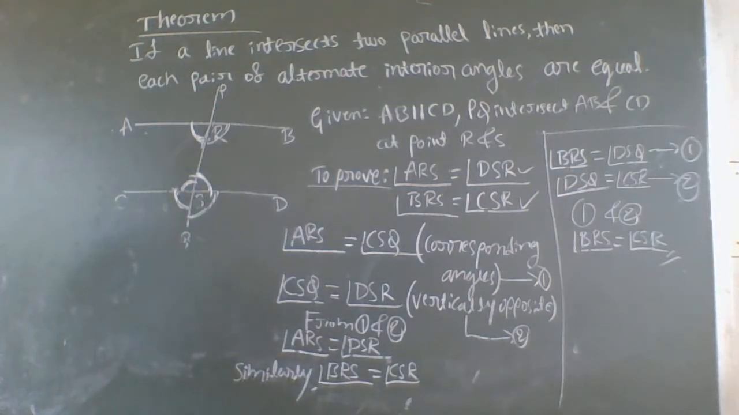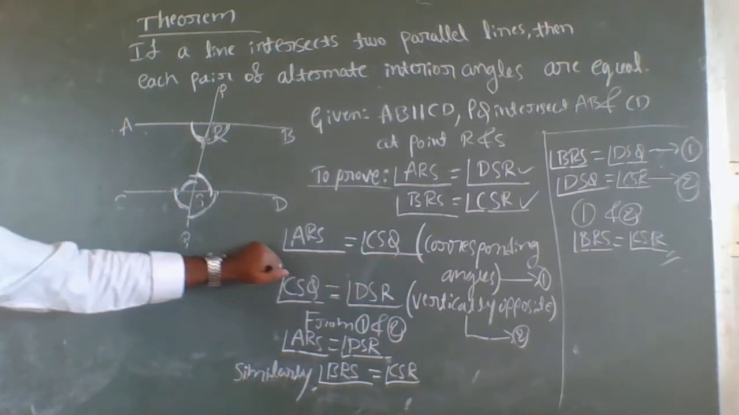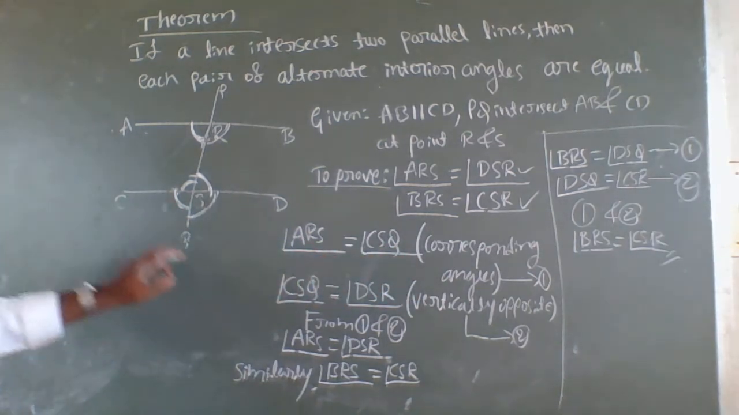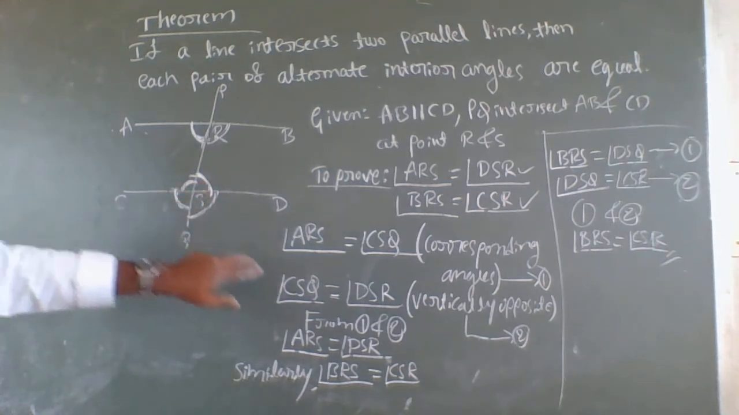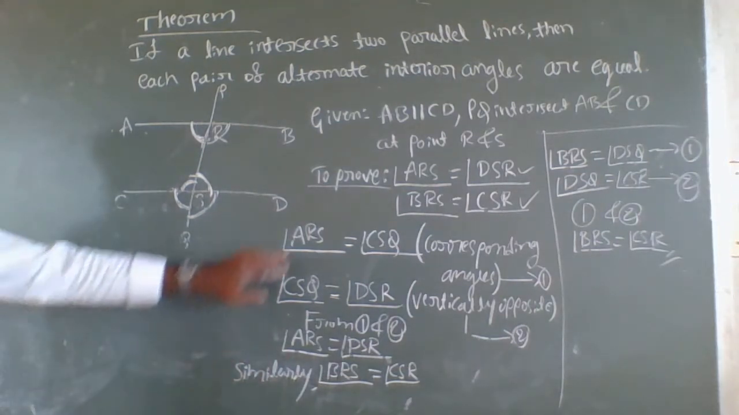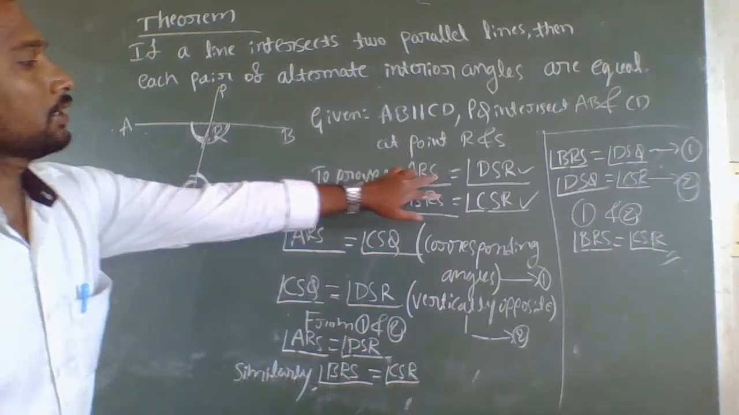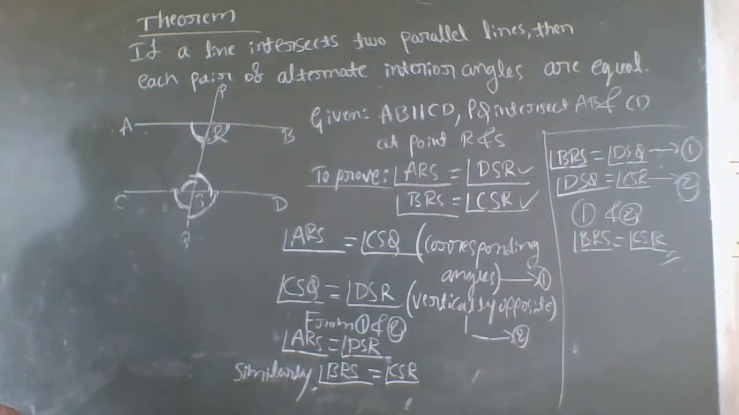Okay. What we did in this theorem? First, I will consider corresponding angles, and we will consider it as 1. And in the next step, I will consider vertically opposite angles. I will consider it as 2. And from 1 and 2, we can prove alternate interior angles. These two alternate interior angles are equal to each other.